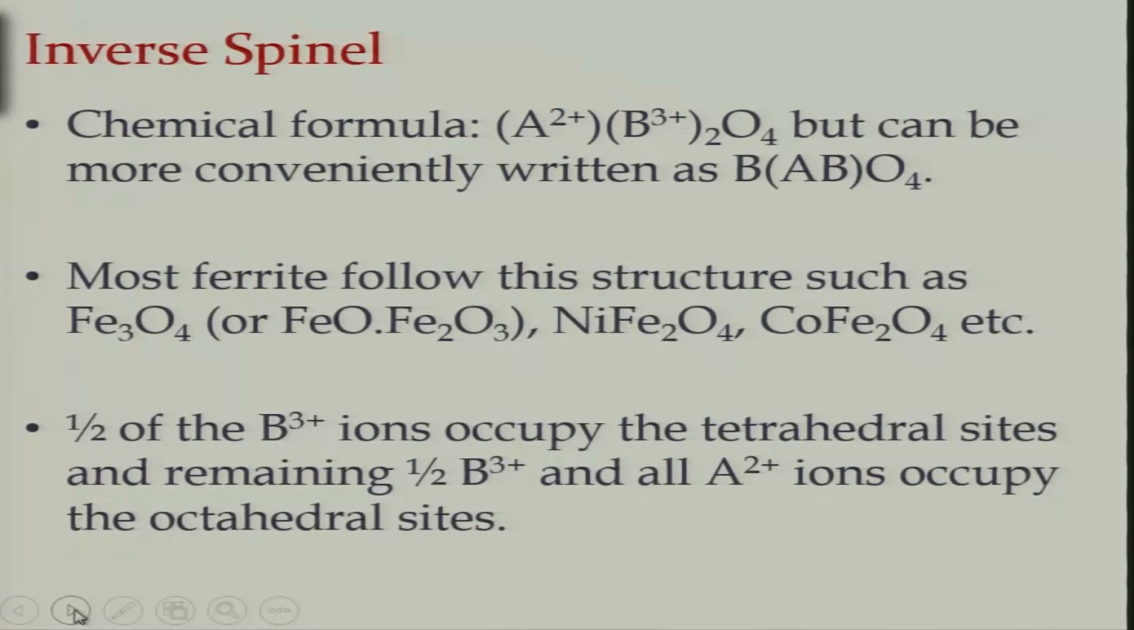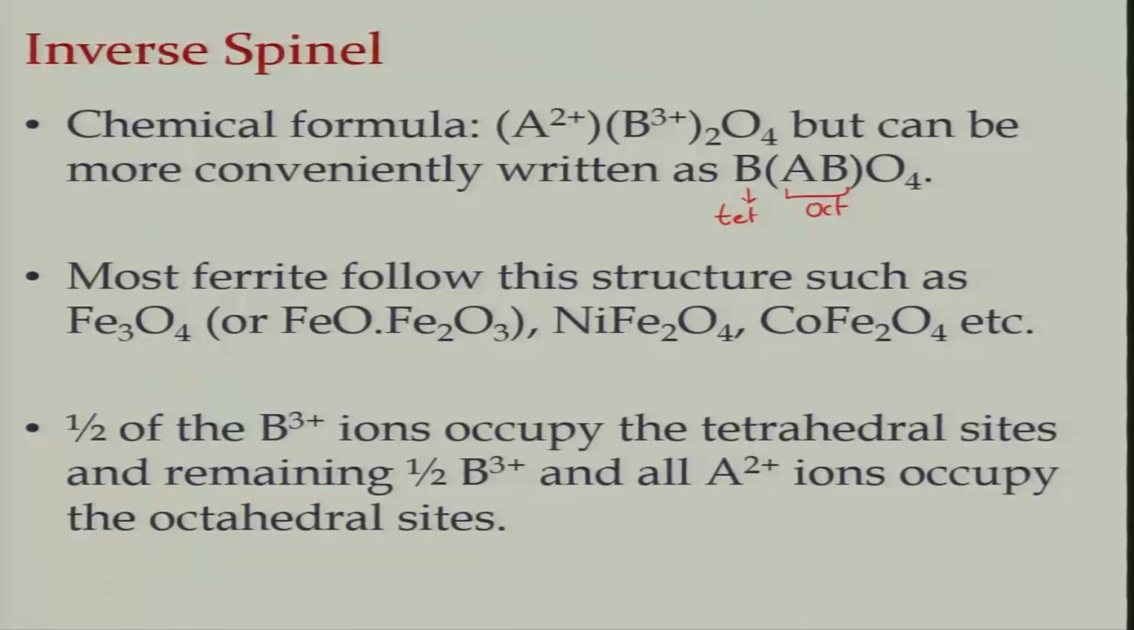So the inverse spinel structure is again the same formula, but it is conveniently written as B(AB)O4. So essentially what happens here is the B atom goes to tetrahedral sites and one A and remaining B go to octahedral sites. That is how this structure is written as inverse. So one B goes to tetrahedral site, another B goes to octahedral sites and the A goes to octahedral sites. So here you can see that B divides itself into tetrahedral and octahedral sites and A goes to octahedral site. Most of the ferrites, with the exception of zinc ferrite, tend to follow this structure.